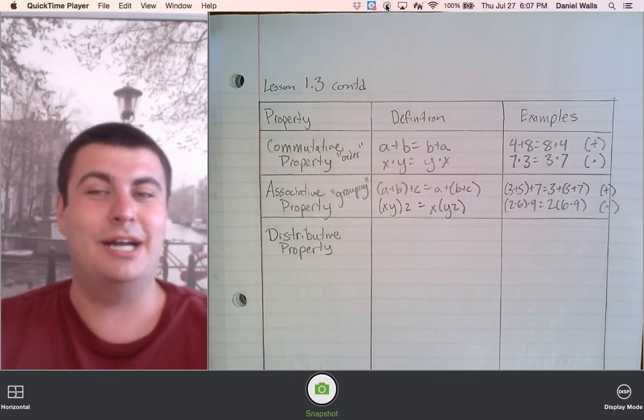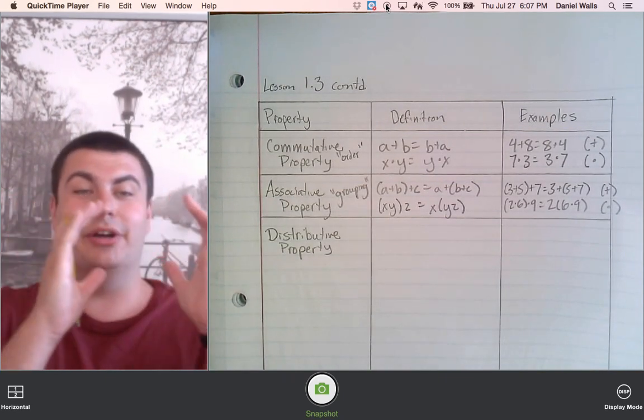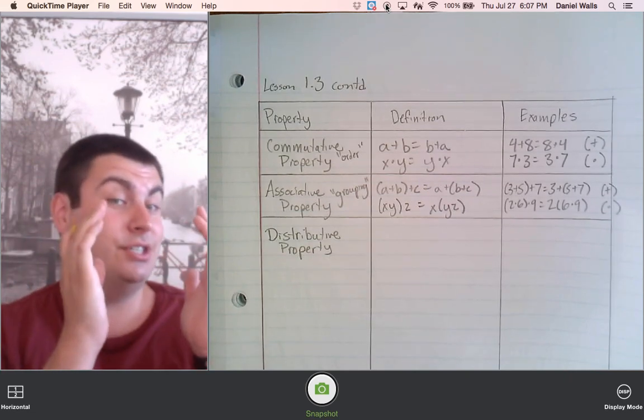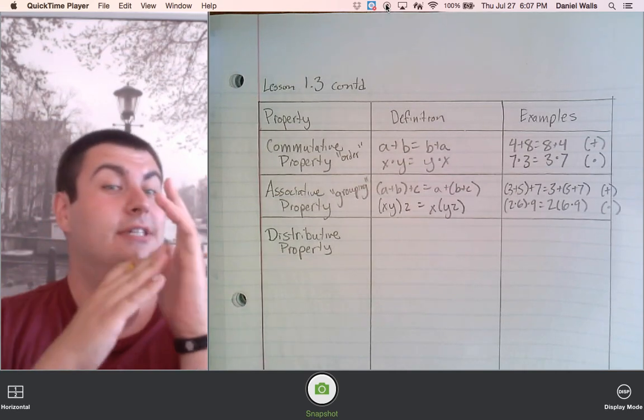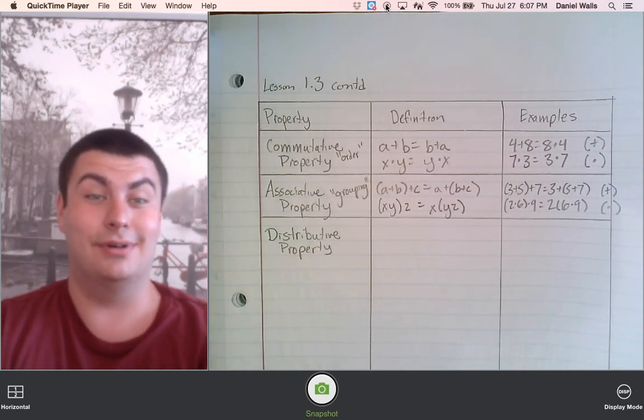So think of the associative property as changing where your grouping symbol goes. You can group the first two, you can group the second two, but so long as it's all multiplication or it's all addition, it doesn't matter which order it goes in.